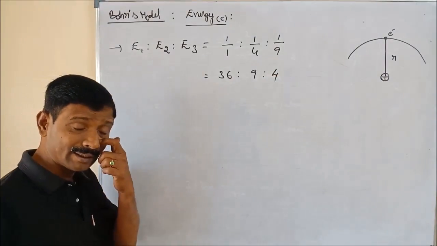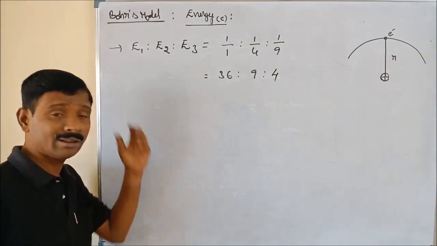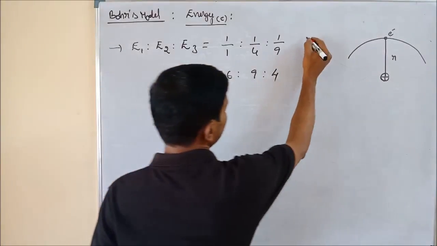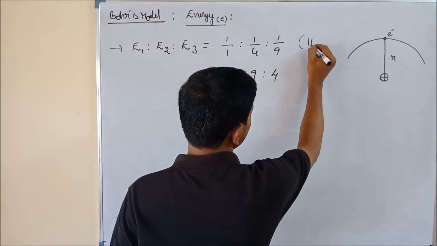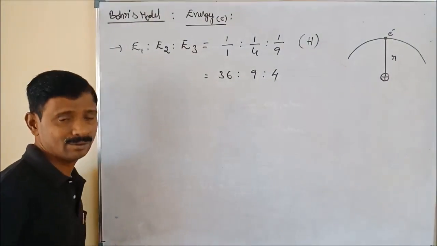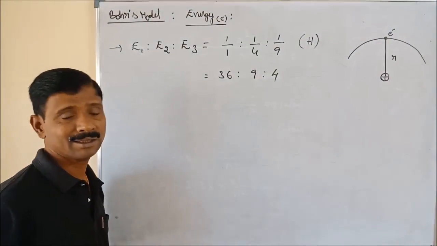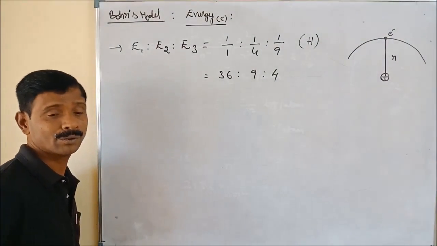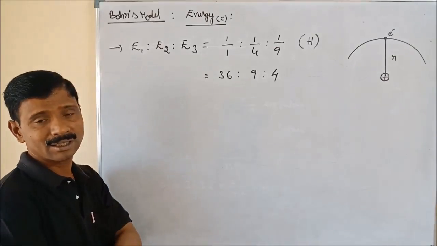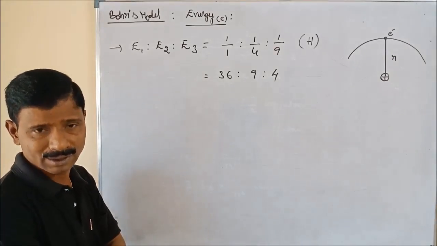So the ratio of energy of the electrons in the first 3 orbits of hydrogen atom, here Z we are considering as 1, so let it be hydrogen, is nothing but 36 is to 9 is to 4. So this is another important point we have to remember.